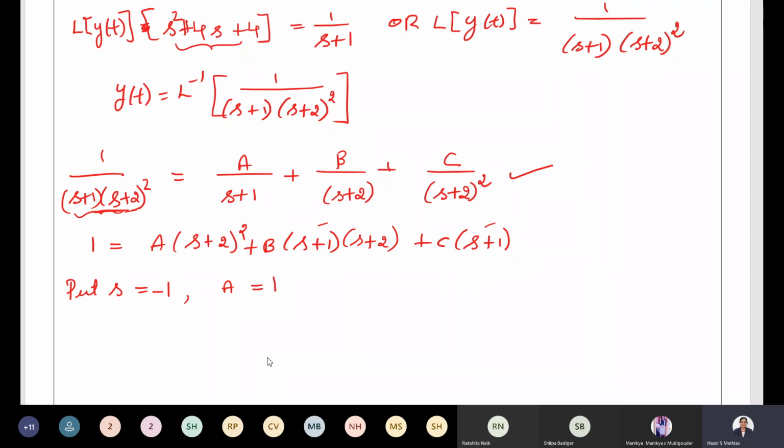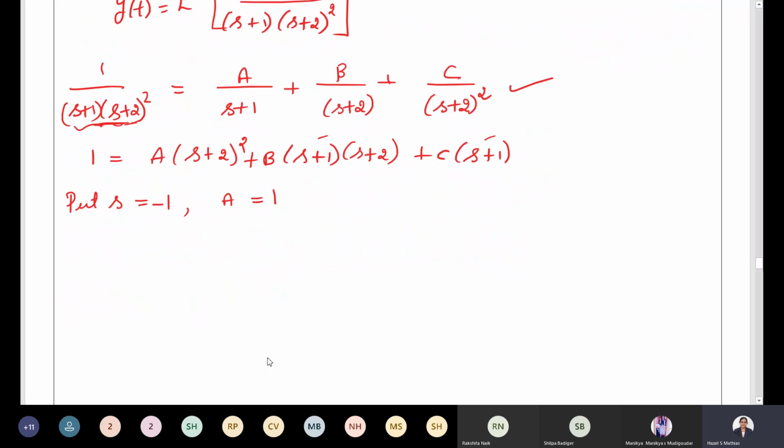Next, what shall we do? Put s equal to minus 2. Then this term will be 0, this term also will be 0, and we will get the value of c. When you put s equal to minus 2, we get minus 2 plus 1, which is minus 1. So the value of c will be minus 1.